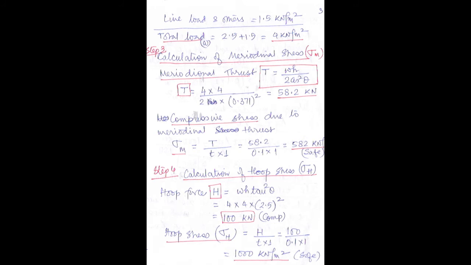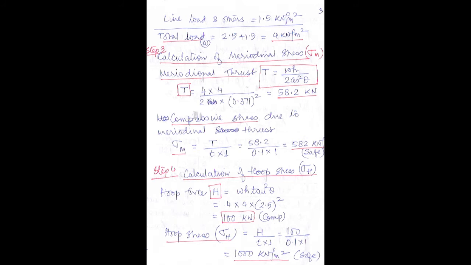Now the live load and other load is given in the question as 1.5 kilonewton per meter square. So what will be the total load? Total load will be the self weight plus the live load and others, so 2.5 plus 1.5, that is 4 kilonewton per meter square. Our step 2 is done. Now let us look at step 3.